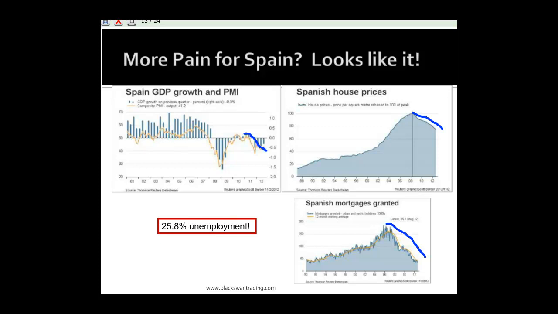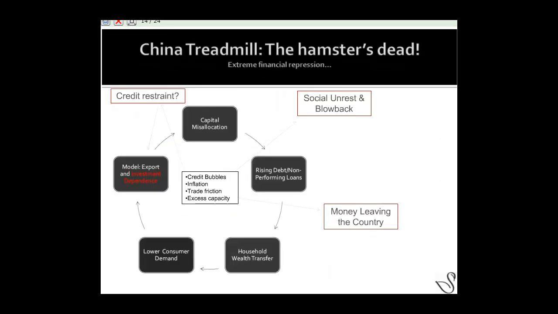So given this idea that you're going into deeper recession, your unemployment rate continues to rise, you're granting fewer and fewer mortgages, this should continue to get worse, and if it does, it pressures Spanish banks, which means more money has to come in to Spain.